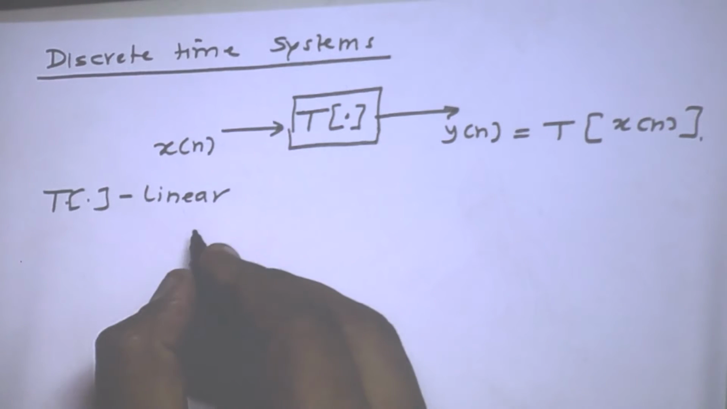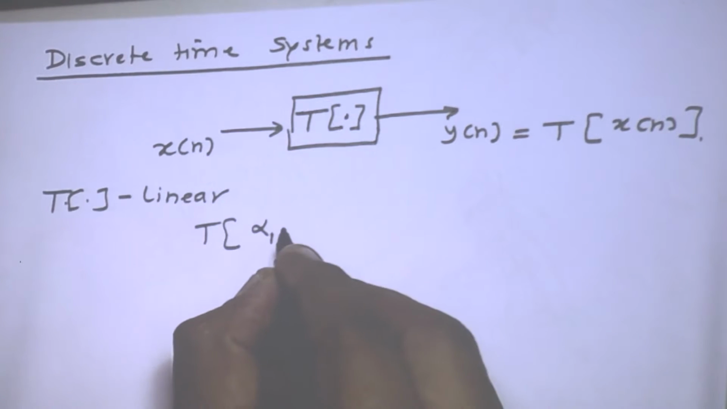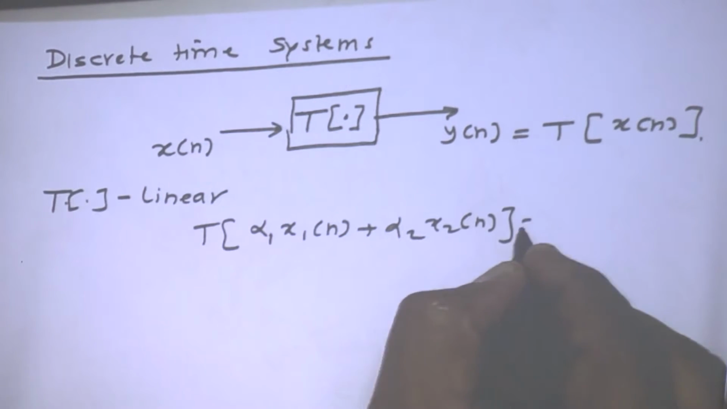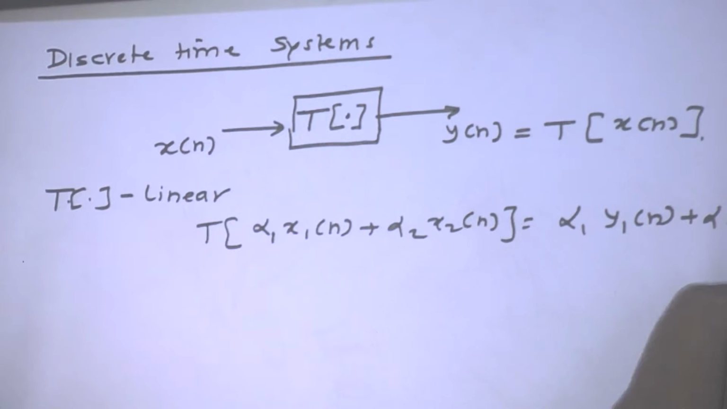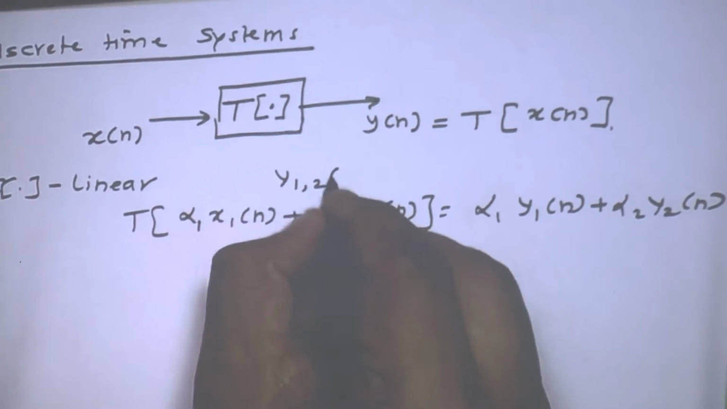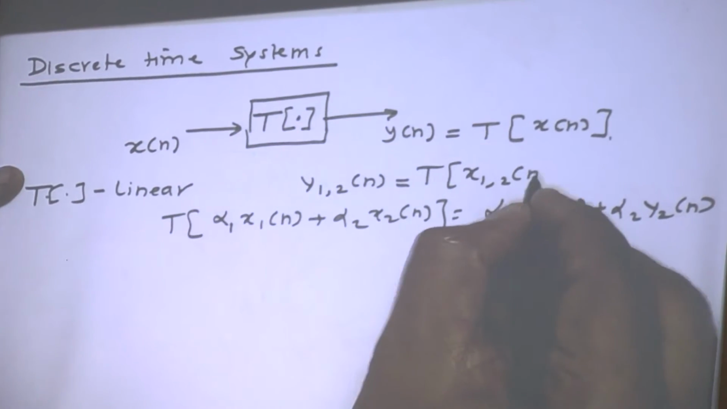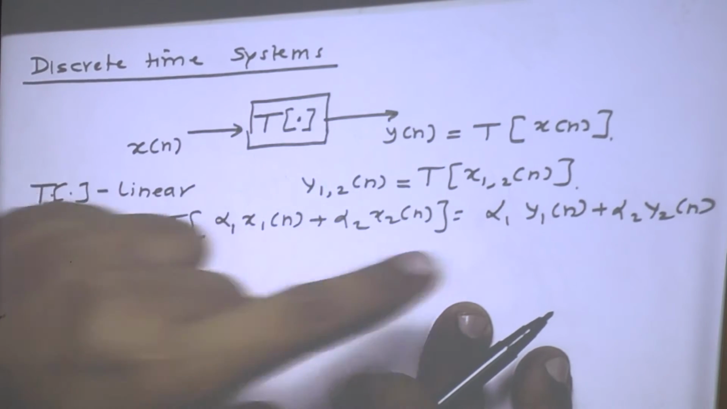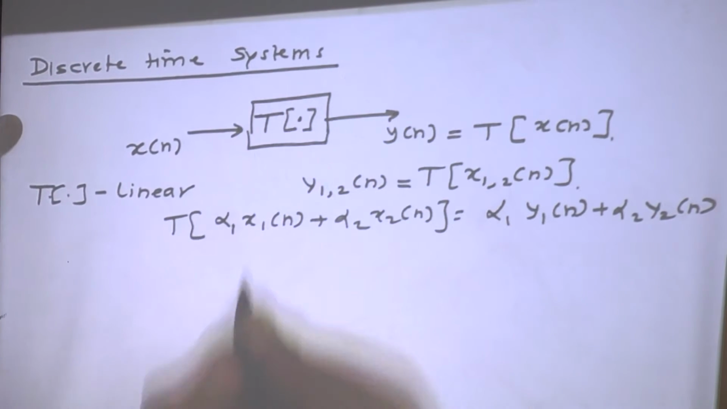Alright. So, linear, that I will write for the sake of completeness here: transformation applied on alpha 1 x1 of n plus alpha 2 x2 of n will be equal to alpha 1 y1 of n plus alpha 2 y2 of n, assuming that y1, y2 of n is equal to transformation applied on x1, x2 of n. This means y1 of n is the output of x1 of n, y2 of n is the output of x2 of n. Assuming this is true, then the transformation is linear.